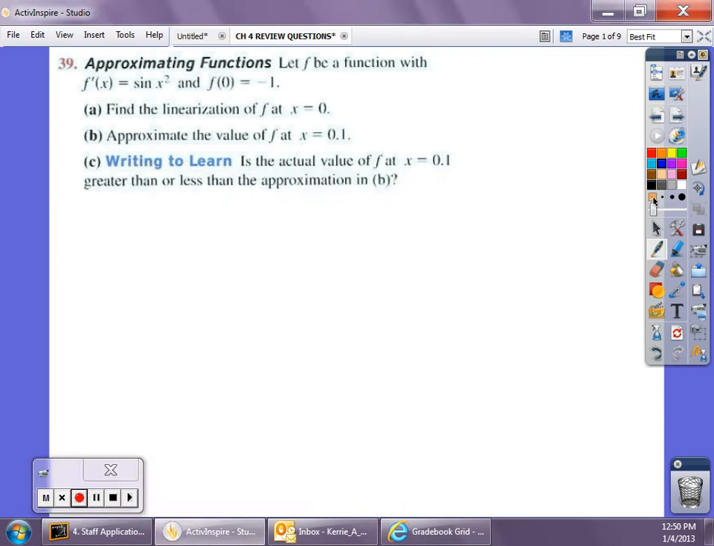So the problem here is for linearization. I'm going to go through each piece. This one's actually interesting because you'll notice that f of x was never given. So starting off, part A, finding the linearization at x equal to 0.